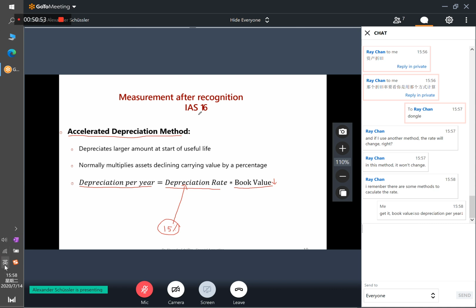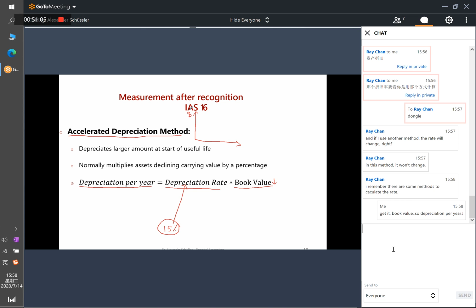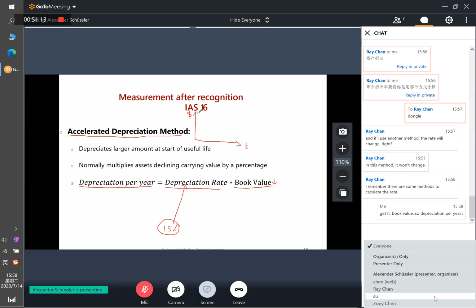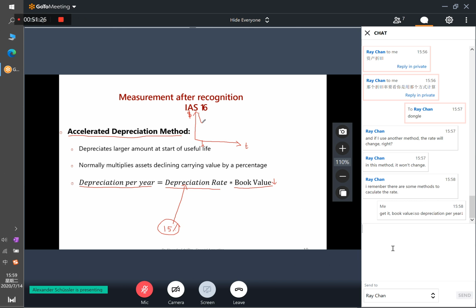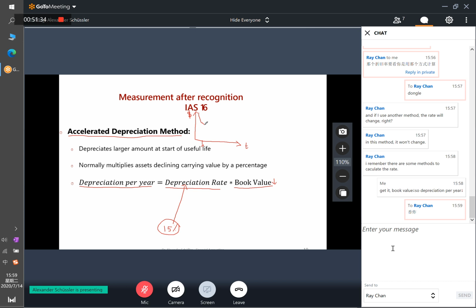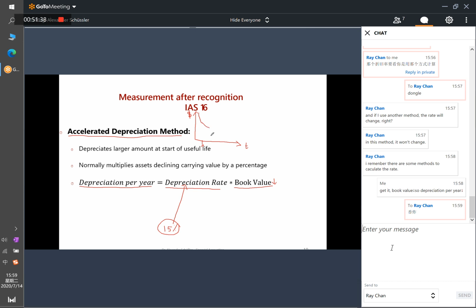So think about it. If this is your asset value, and this is the time, then this is the book value at the beginning. So it's cost, and then this is the book value in year one, after year one. This is the book value in year two. So the book value decreases. This is the book value in year three, whatever. So the book value decreases, and when you have a decreasing book value and you multiply it by a constant depreciation rate, your depreciation per year gets down.